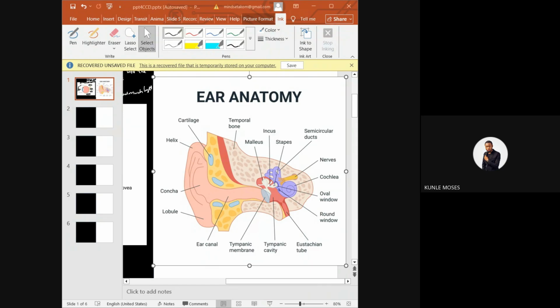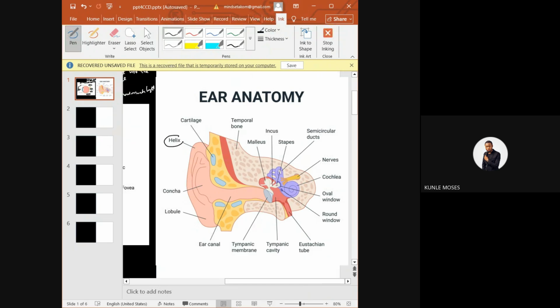This is the helix, this guy here. It is the outer part of the ear, the part that looks like a rim. You can see it. That is the helix there. The cartilage. You know what cartilage is? The flexible tissue of the ear. That is the cartilage. The concha, the one that directs sound into the ear canal.